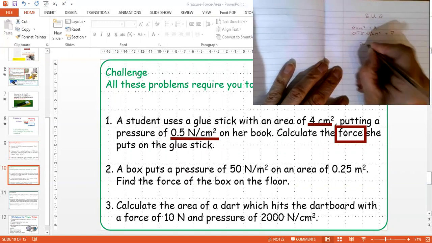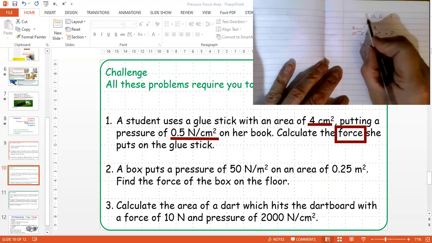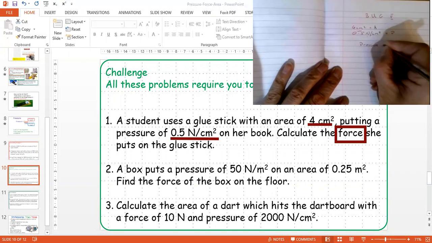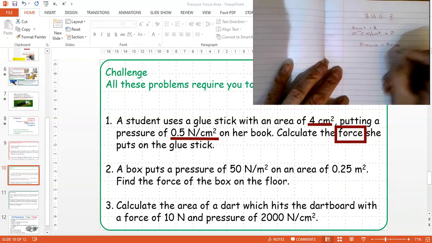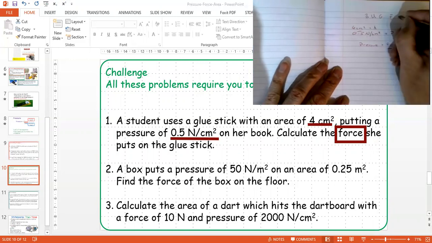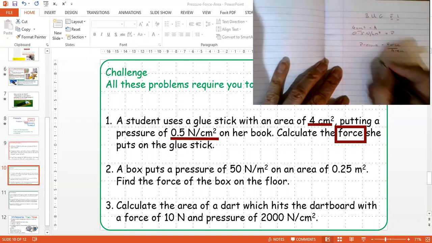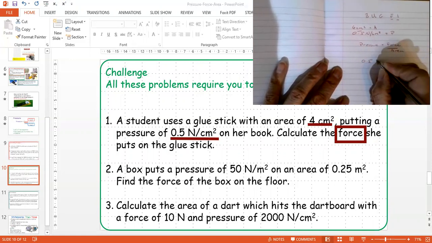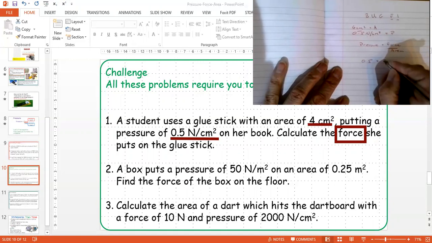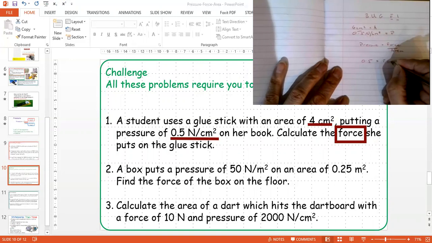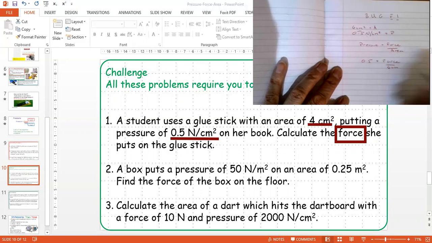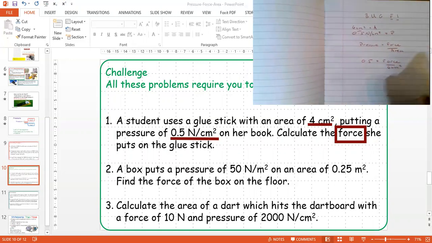So now I need to write down my formula. I've boxed, underlined, grabbed my data. Now I'm going to write down my formula. So pressure is equal to force over area. I need to insert my numbers. So we've got pressure, well, that's equal to 0.5. That's equal to force divided by the area, which is 4 centimeters squared. Now, I've got a problem here because I want to make force the subject.